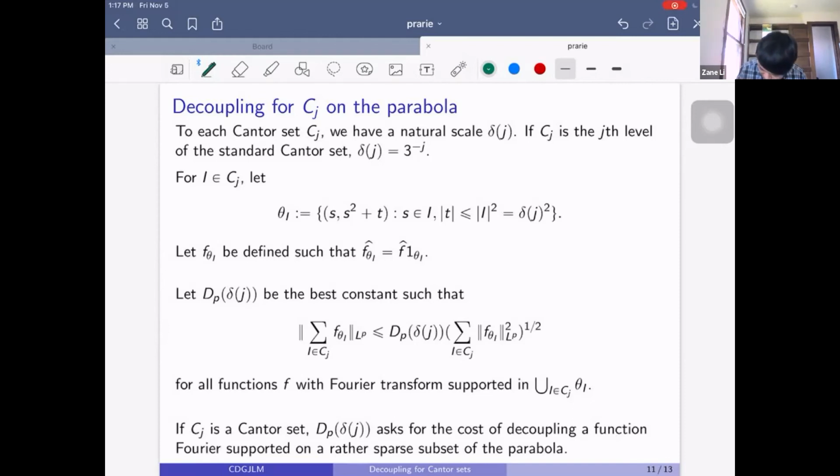Let's imagine we have a level. Here's our Cantor set. We know it looks like this, and then let's lift it to the parabola, and on the parabola it looks like this.